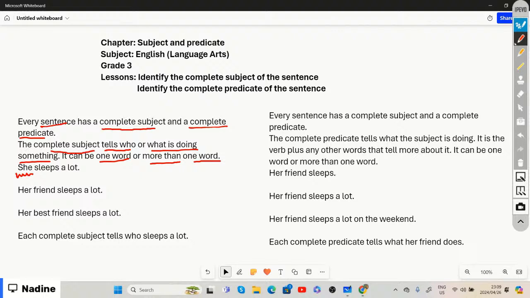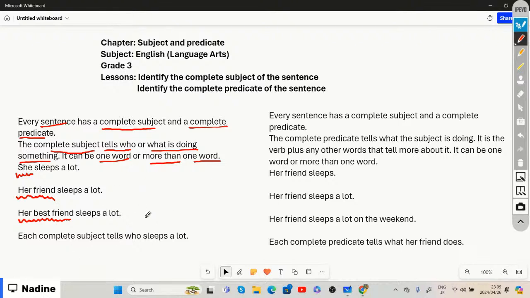Another example is her friend sleeps a lot, right? So we're asking ourselves once again, who sleeps a lot? And then we can say her friend sleeps a lot. And then another example is her best friend sleeps a lot. So once again, we're asking ourselves, who sleeps a lot? And then you can say her best friend, right? So far I have underlined she within the sentence, her friend, and her best friend. That is what I've underlined.